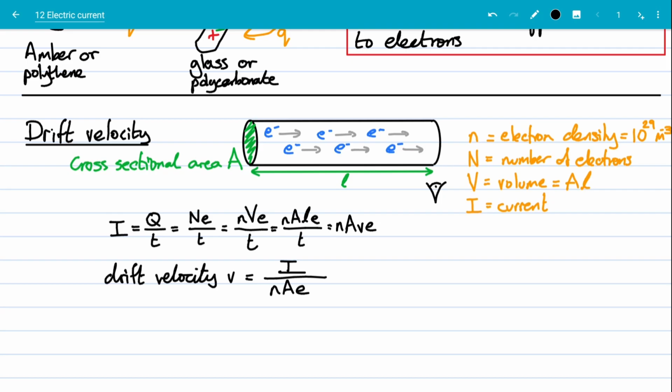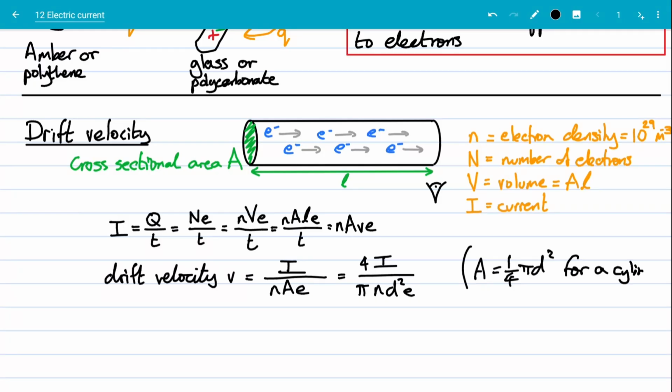Put them in any order you like. And of course, if this is a cylindrical wire, that could be equal to a quarter pi d squared, where d is the diameter of the wire. So all we're doing there is saying A is equal to a quarter pi d squared for a cylinder.